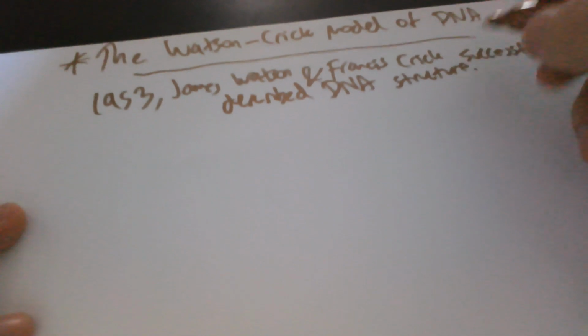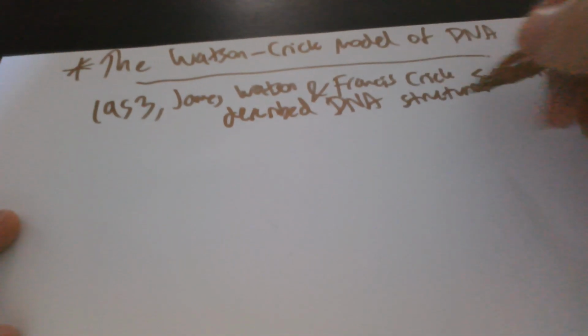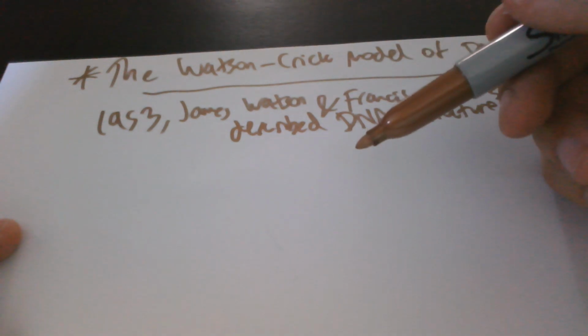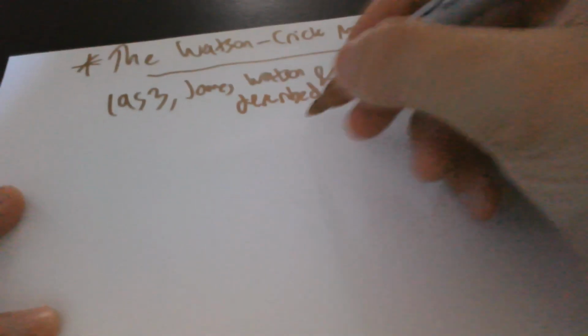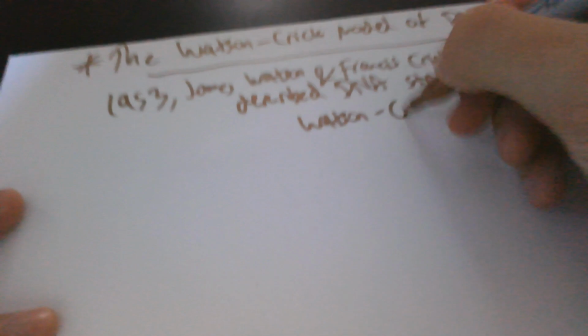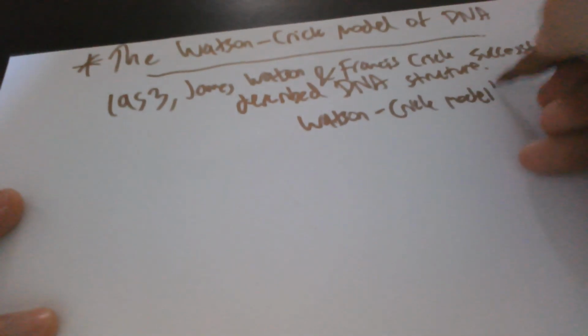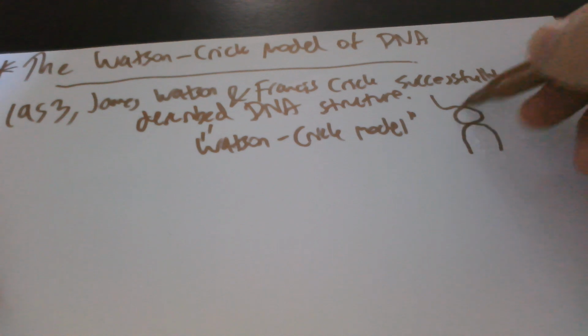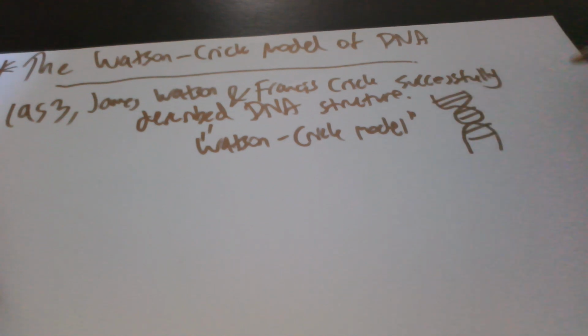The same model they described is still used today to describe DNA. It's known as the Watson-Crick model, basically the double helix model of DNA.